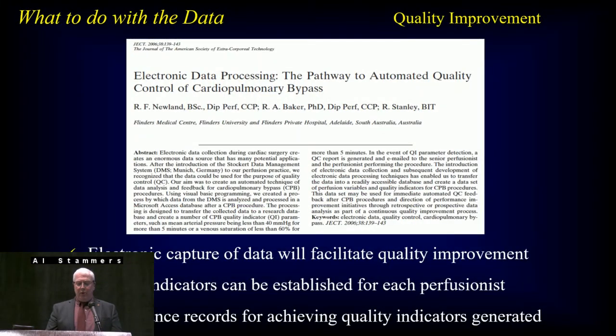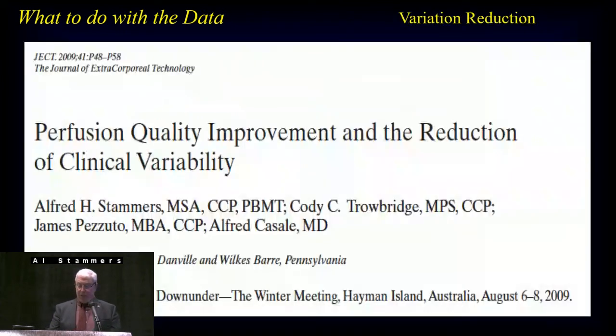The Adelaide group, Rich Newland, really the smart person of, they're all very intelligent, but Rich is strange. He's a perfusionist, really a statistician in a perfusionist body. And they started publishing in the mid-2000s the electronic capture of data, and that it's going to facilitate quality improvement, quality indicators can be established, and performance records generated.